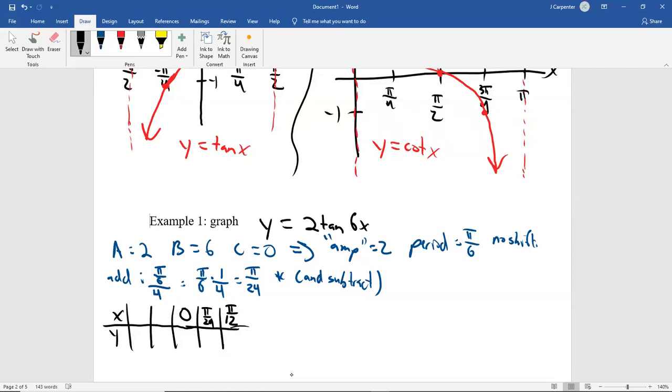Now going left, if you subtract pi over 24, you get negative pi over 24. You do it again, well, the symmetry says you're going to get negative pi over 12.